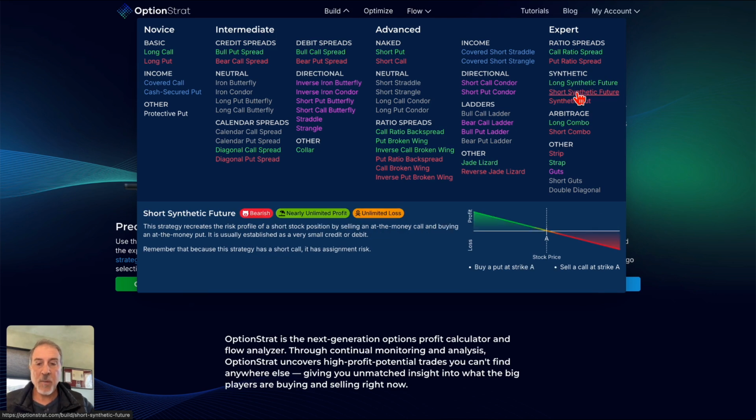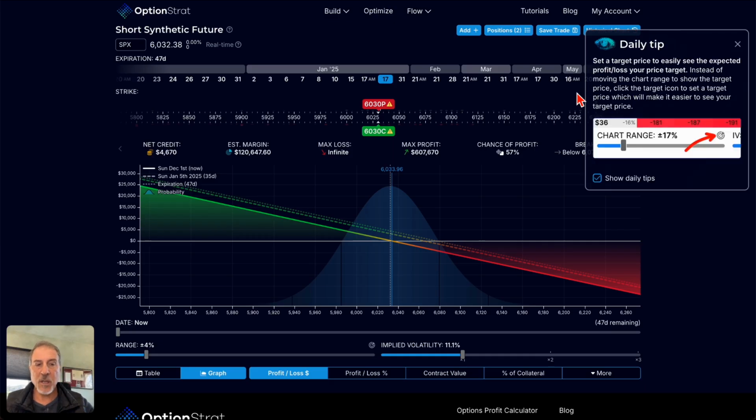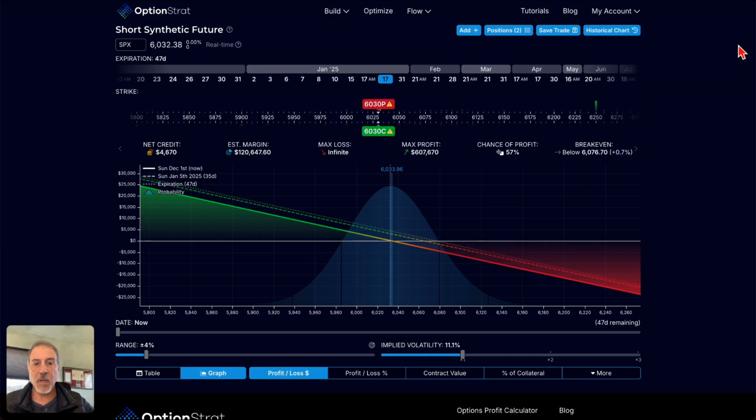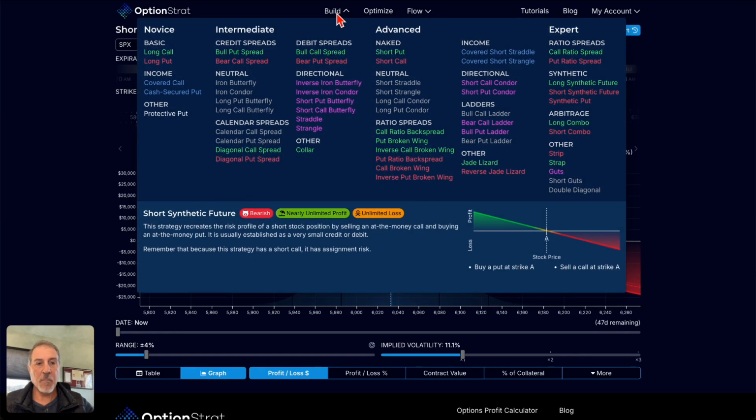Now you can do the same thing, creating a short synthetic. Let me go back to that description here, but this is what a short synthetic would look like. And if I come back here to the build and just highlight over short synthetic, we can see that it's got the same profile of short stock. In many cases, you can't short stock, like in an IRA, but you can get to the same position by buying a put and selling a call, the exact opposite of the previous position. So this is a bearish position.